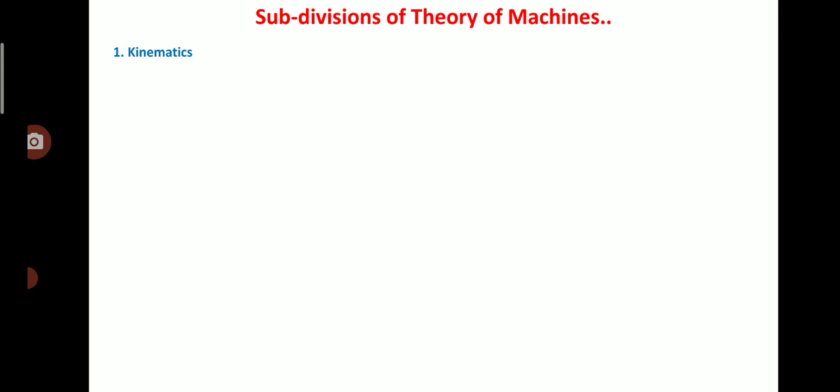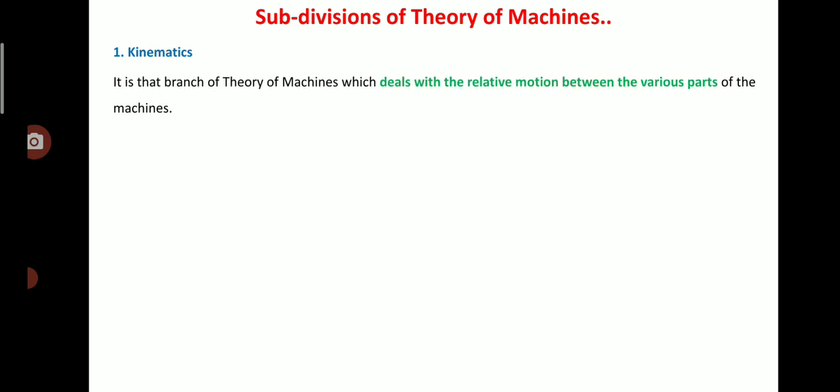Let us see what are the subdivisions of theory of machines. The very first division is called kinematics. It is that branch of theory of machines which deals with the relative motion between the various parts of the machine. We have studied engineering mechanics in the very first year of our engineering.